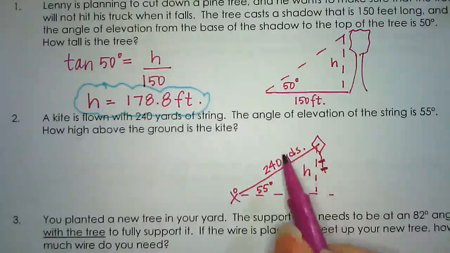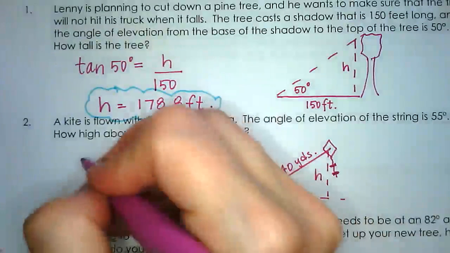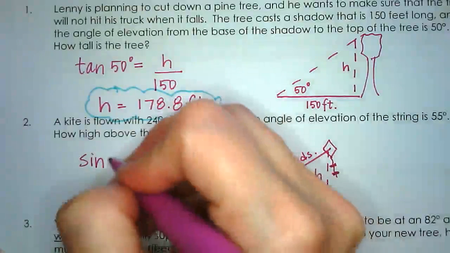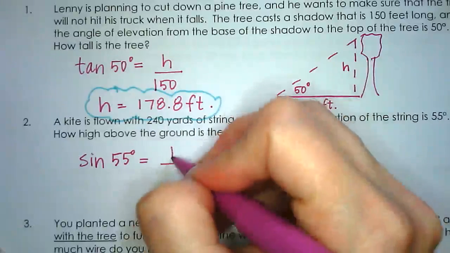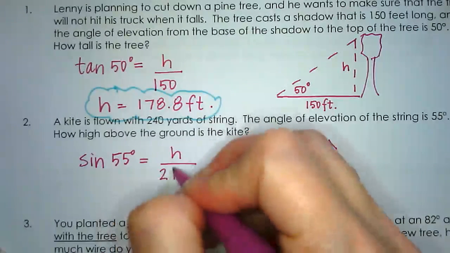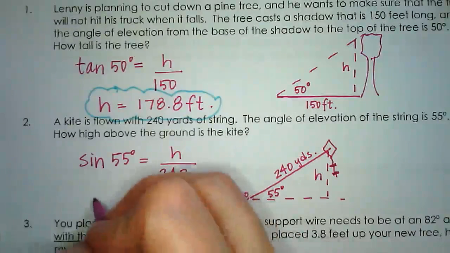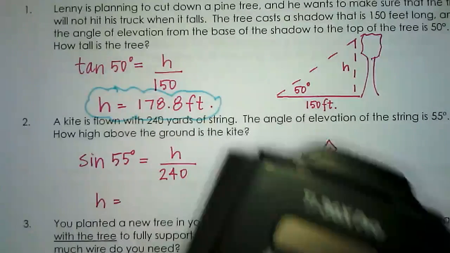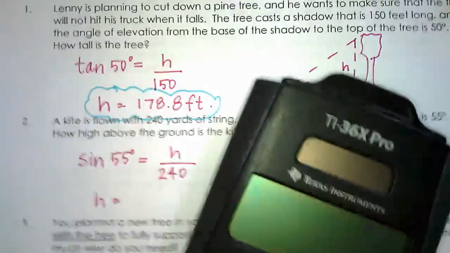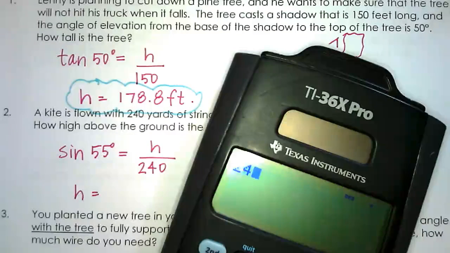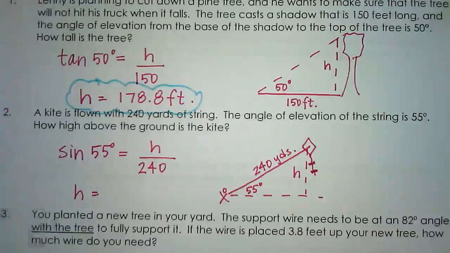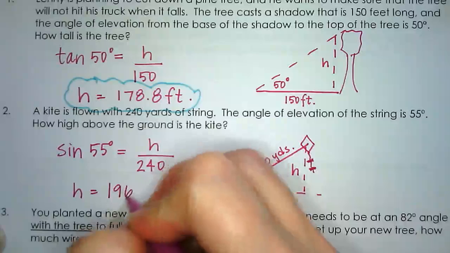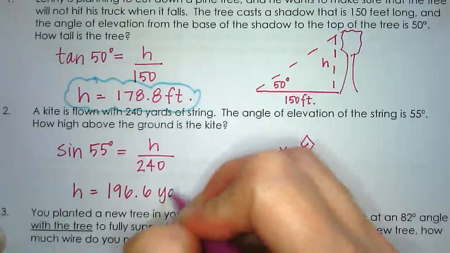All right, so this looks like sine. So the sine of 55 degrees is opposite over hypotenuse. So to solve, we just need to multiply 240 and then sine of 55. So clear this off. So 240 sine of 55 degrees, and I'm getting 196.6. So 196.6 yards.